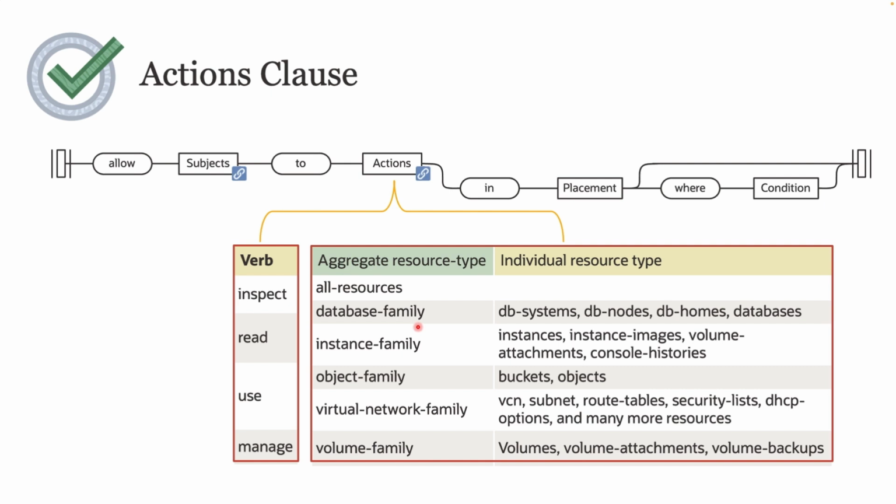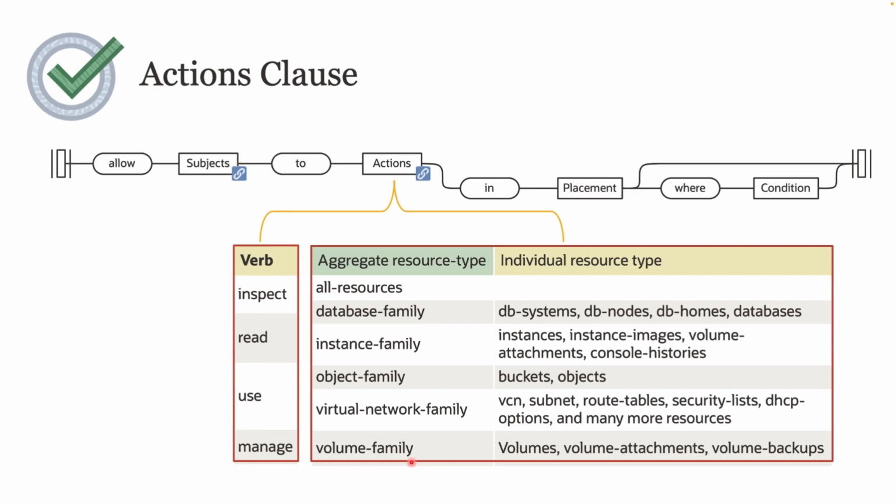And if you are not comfortable with aggregate, or giving the permission to all the capabilities of that particular service, you can go granular and select that particular individual resource type. For example, you can say manage DB nodes, or you can say use databases. You can see the same with instance family, object family, or volume family.